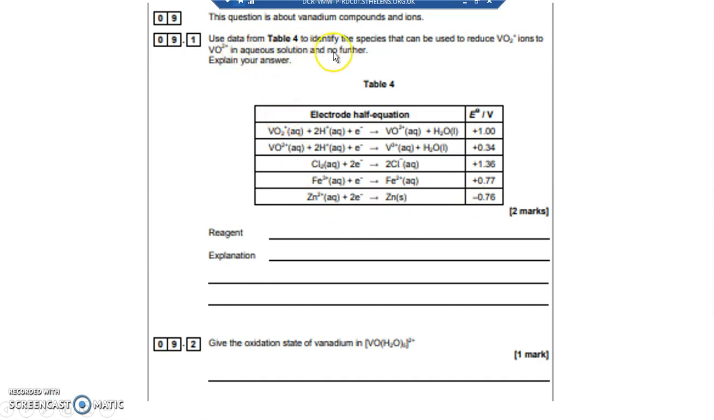It says and no further. So when you make VO2+ here, it could react again. VO2+ plus 2H+ and an electron goes to V3+ and H2O. It could do this one. So we want this one to go ahead with an electrode potential of 1, but this one not to then go ahead with an electrode potential of plus 0.34.